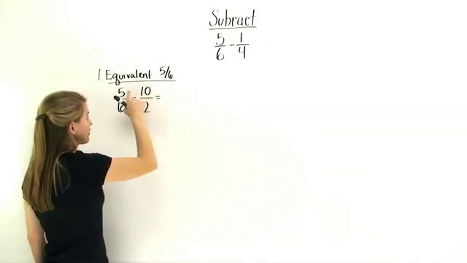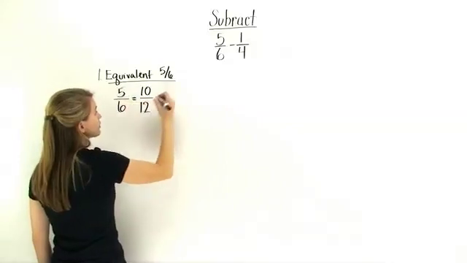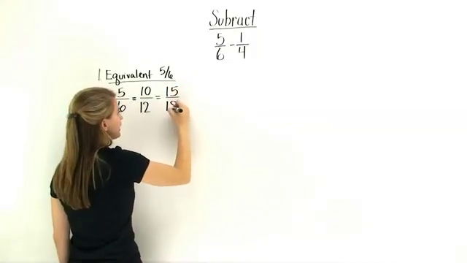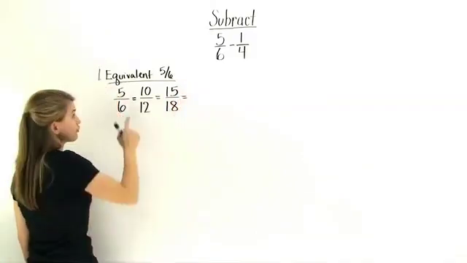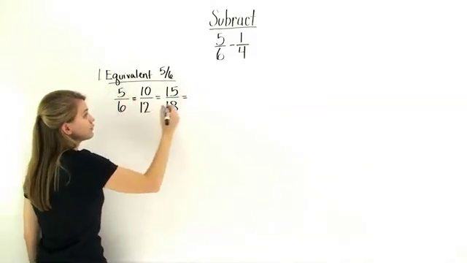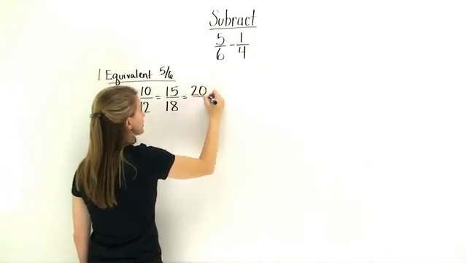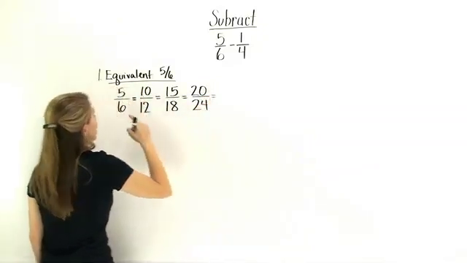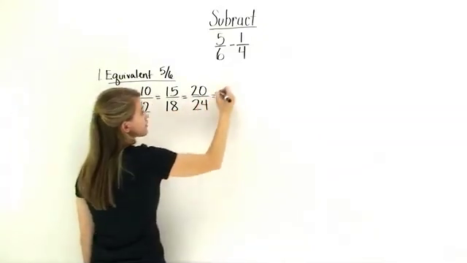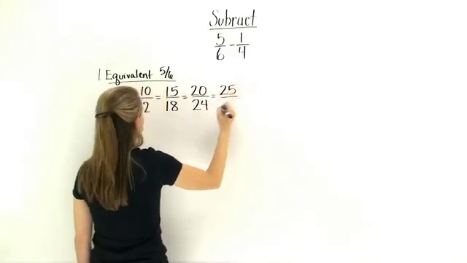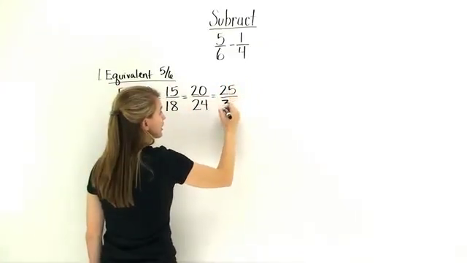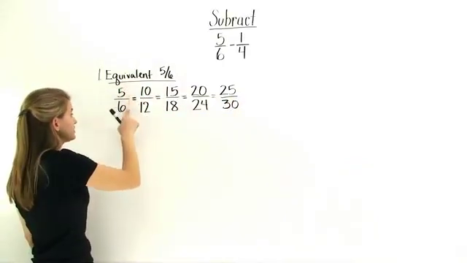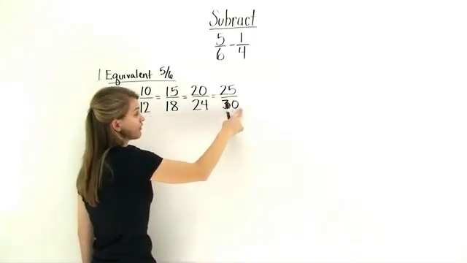We could also multiply by 3 over 3. 5 times 3 is equal to 15. 6 times 3 is equal to 18. Or we could multiply by 4 over 4. 5 times 4 is equal to 20. 6 times 4 is equal to 24. Or 5 over 5. 5 times 5 is equal to 25. 6 times 5 is equal to 30. So these fractions here are all equivalent to the fraction 5/6. So these are just some of the equivalent fractions.